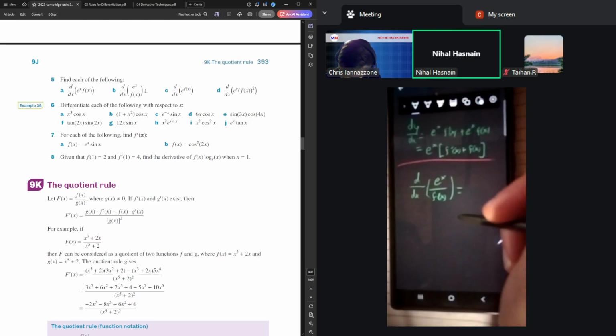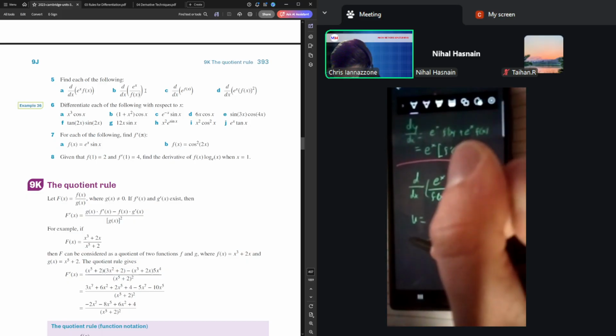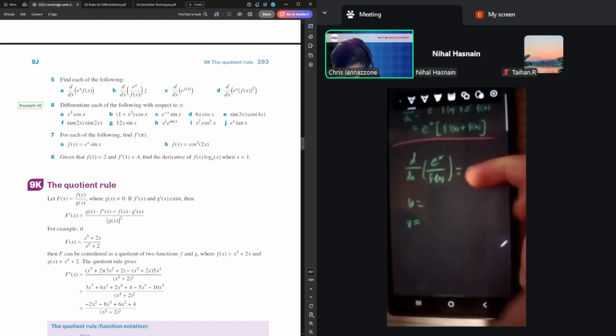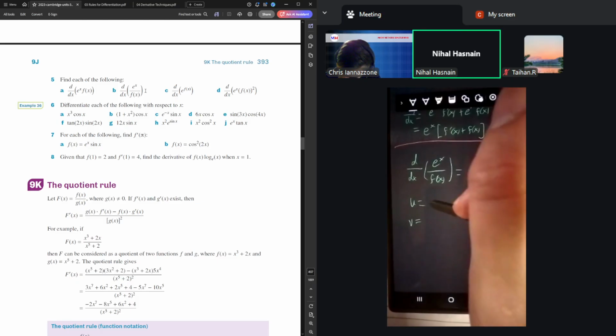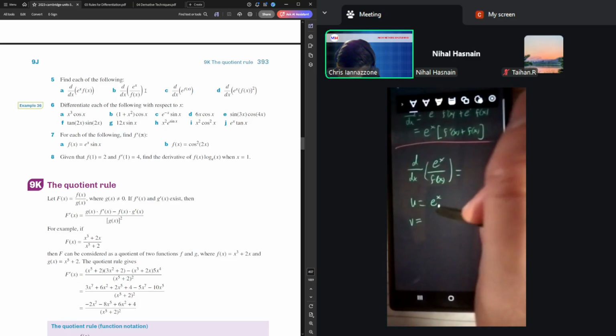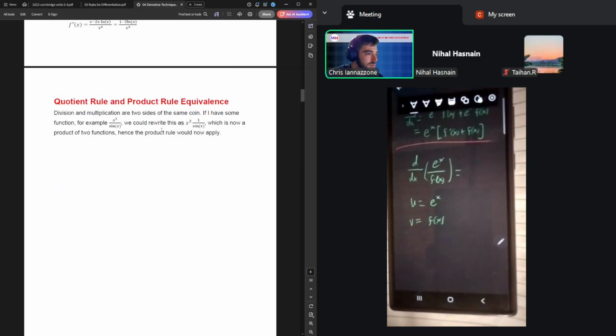We can use the quotient rule. Yeah, quotient rule. So we've got to define our u's and our v's properly. Which one's going to go to which? e to the x equals u and f of x equals v. That's it, yeah. So that will be present in your formula sheet.